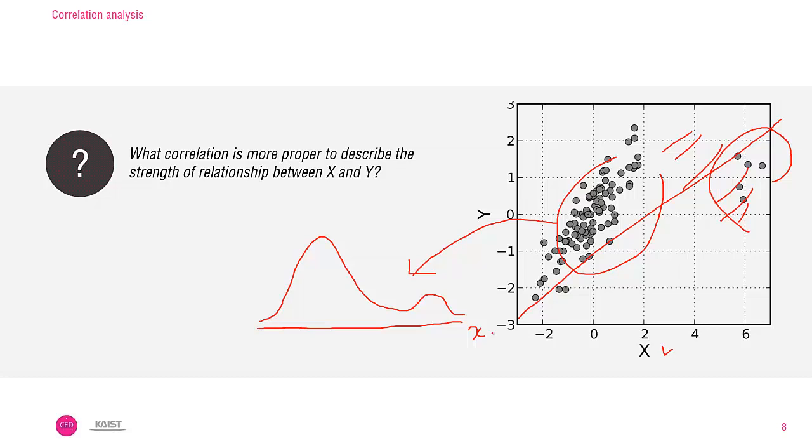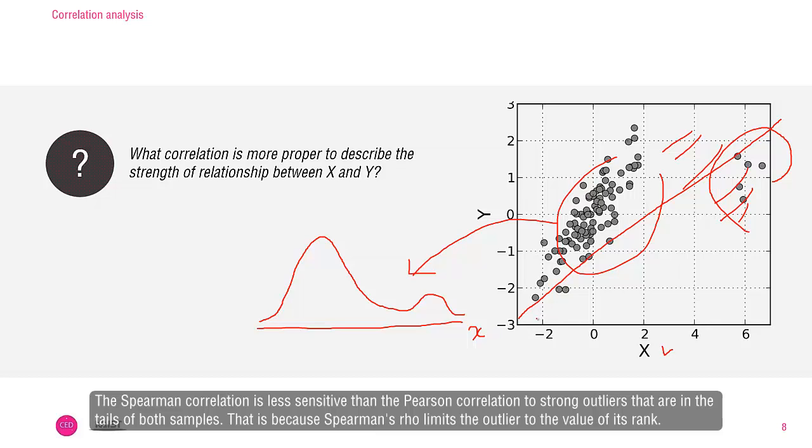we can take the non-parametric alternative for the Pearson correlation analysis, and that is called Spearman rank order correlation, or simply Spearman correlation analysis. The Spearman correlation is less sensitive than the Pearson correlation to strong outliers, for instance like them, that are in the tails of both samples. That is because Spearman's correlation analysis limits the outlier to the value of its rank.